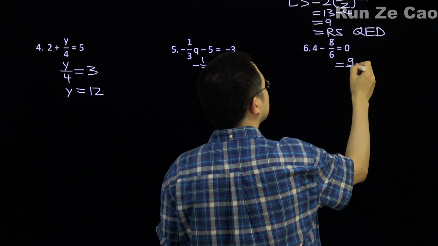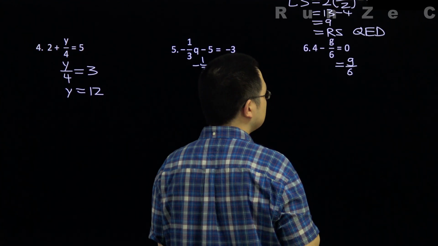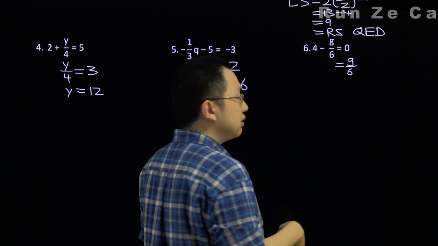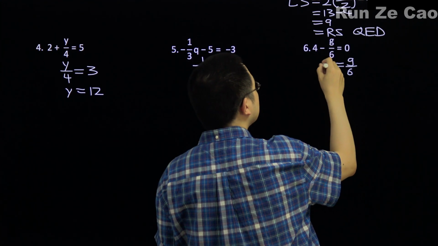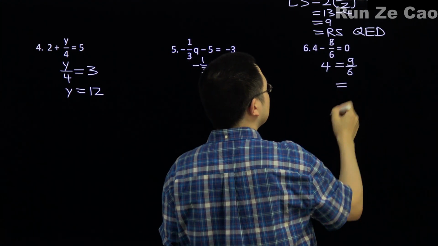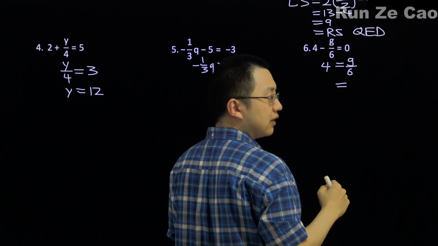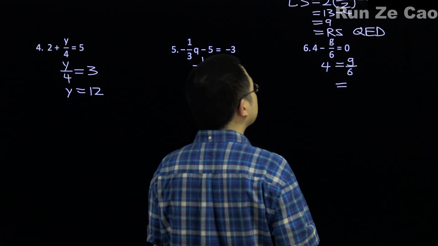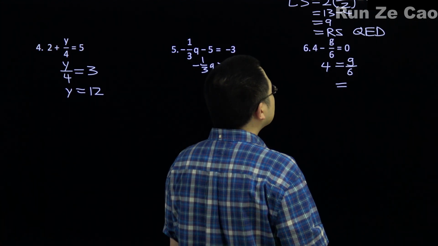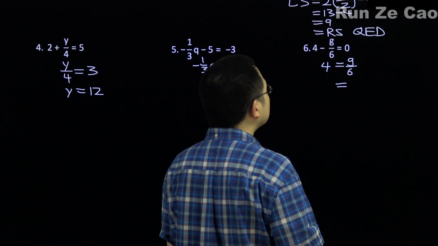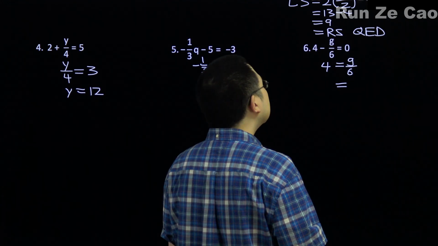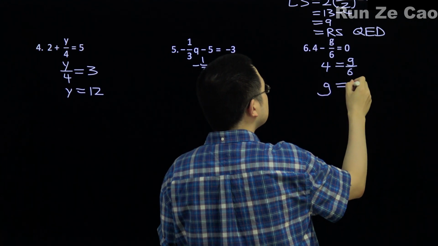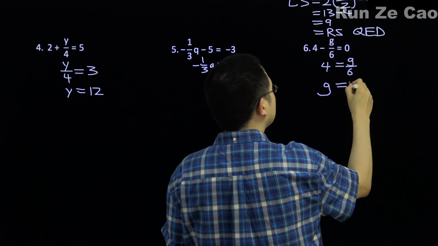Well, by all means, you can divide by negative 1/6 if you like, but I prefer this approach. Keeping things positive is usually less prone to error for a lot of people for various reasons. So g over 6 is equal to 4. Okay then, cross multiply and you end up with g is equal to 4 times 6 is 24.